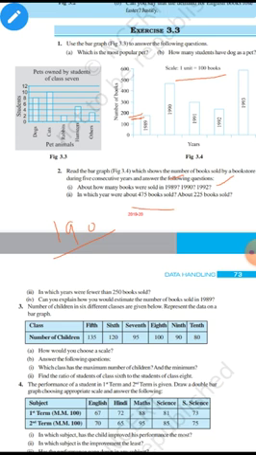In which year were about 475 books sold? 475 lies between 400 and 500. So the height of the bar, this bar has height between 400 and 500. So in year 1990, about 475 books were sold.